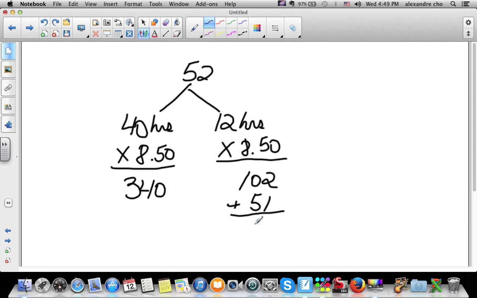So it's 153 plus 340 gets 493. It's 1.5, meaning if this was 12 regular hours, he would get $102. But because it's 12 hours above the 40 that he works, the extra hours, he gets an additional half of whatever he earned. So he earned $102 plus half of that would be 51, giving him a total of 153 for the 12 hours that he worked.